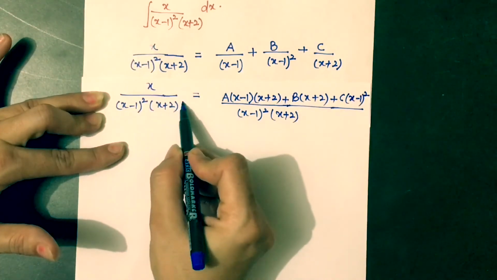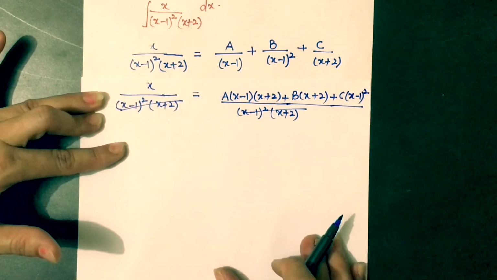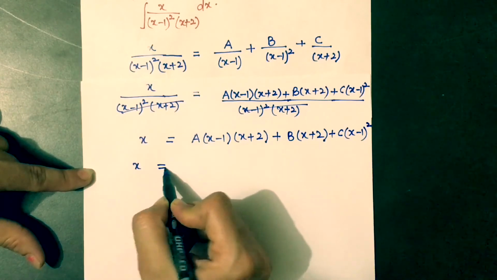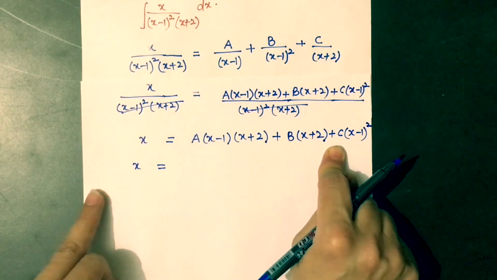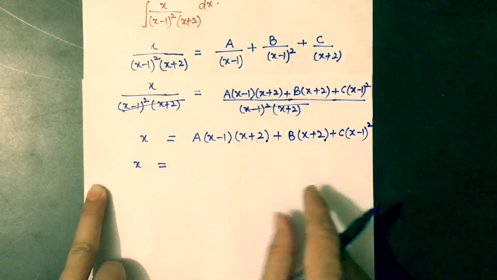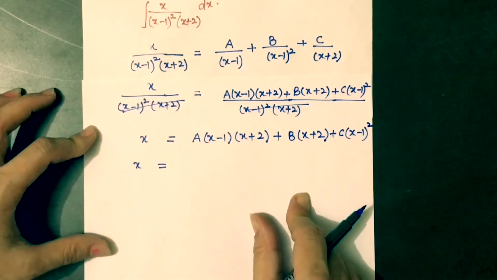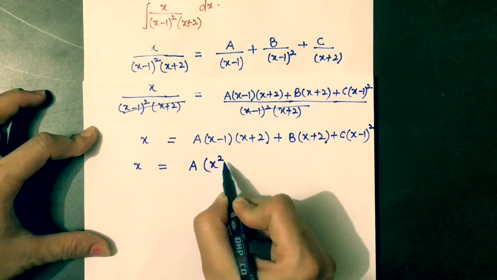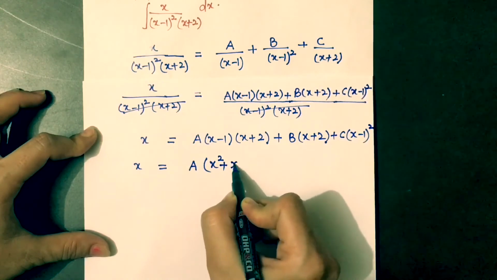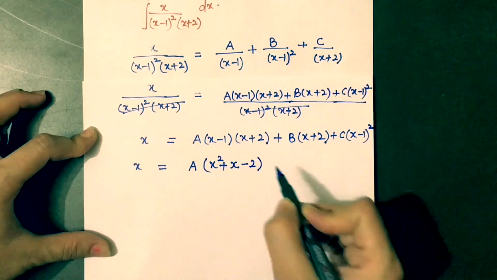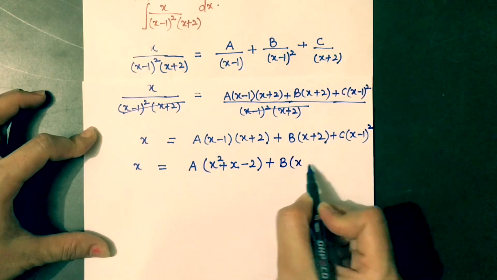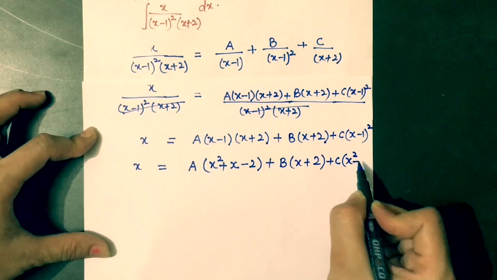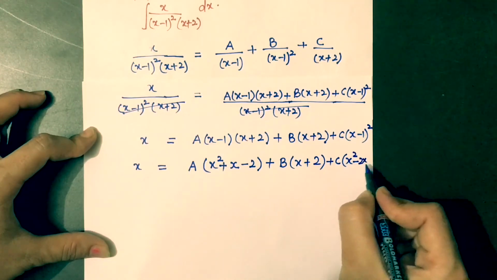Now this same term will cancel out, then we have to form right side in form of polynomial, because we have to equate different coefficients. This becomes a into x square plus x minus 2 plus b into x plus 2 and c into x square minus 2x plus 1.